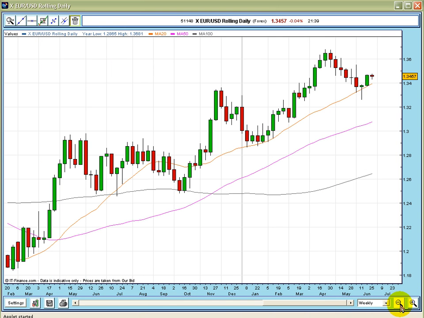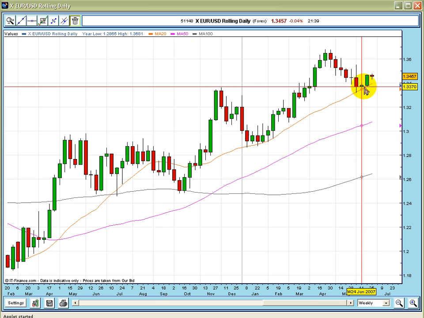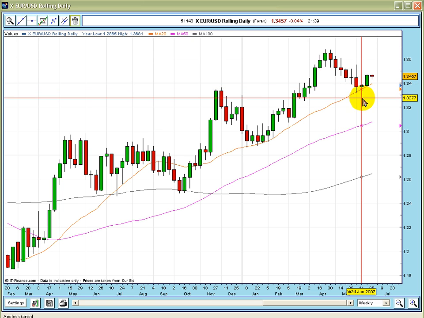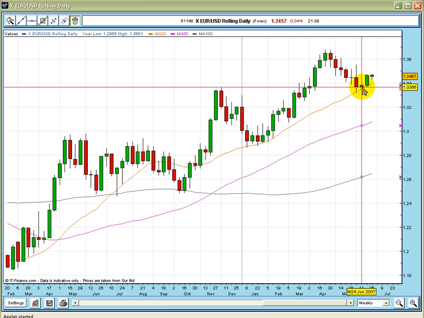As you can remember from my previous video, what I said was there was a nice rally up in the euro dollar currency pair, and then a nice retracement right up to the 25 period moving average. A nice hammer formation formed there, which always indicates a potential turning point in the market.